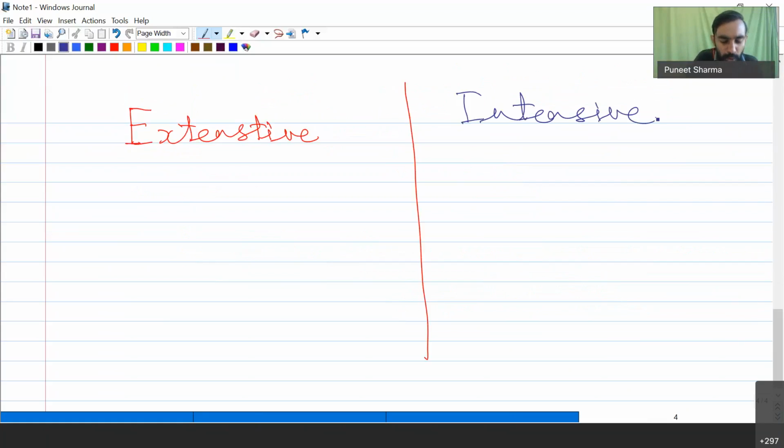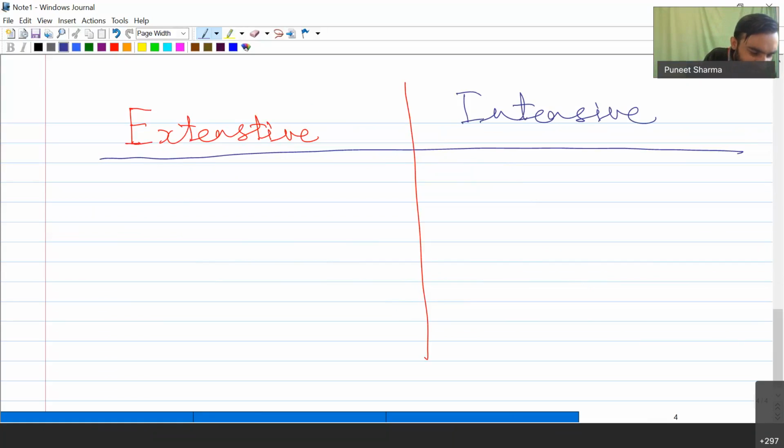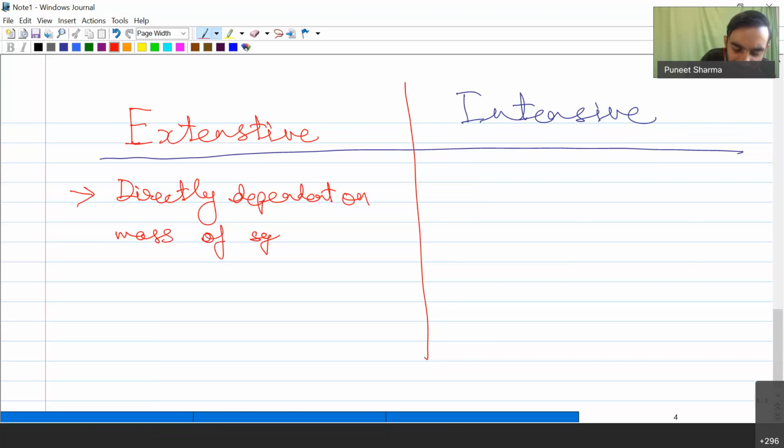So we are having two different categorizations of properties. One is extensive and the second one is intensive. In the case of extensive properties, these properties are directly linked with mass. So these are directly dependent on the mass of the system or the mass of the matter. And intensive properties are the ones which are independent of the mass of the system.